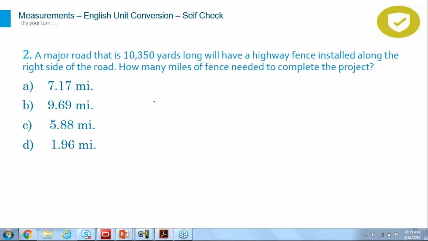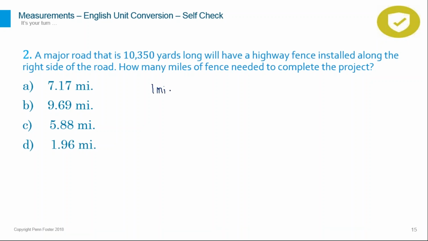So we are changing, I'm sorry, yards to miles. So first of all, before I forget, I need to put my conversion rule. 1 mile equals 1,760 yards. And I know I'm converting yards to miles, and that would be smaller units to large units. Do we divide or multiply in that case? In this case, we divide.